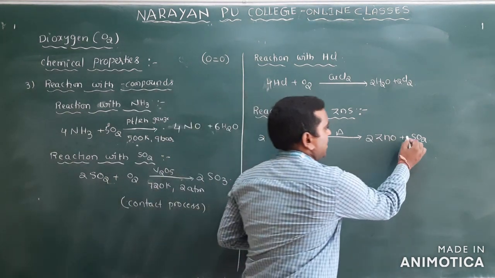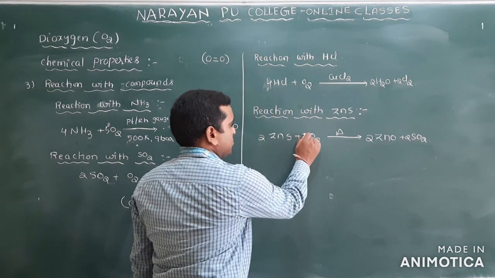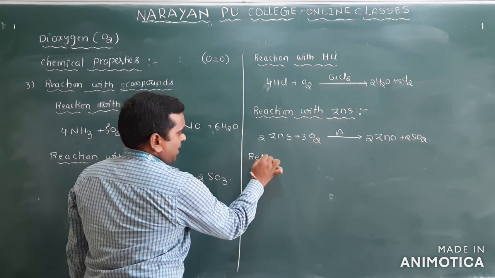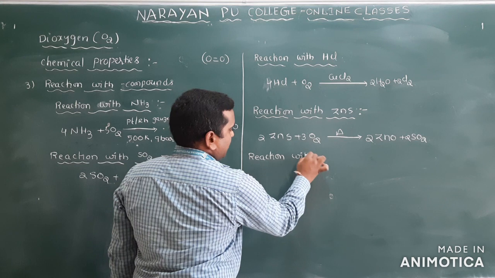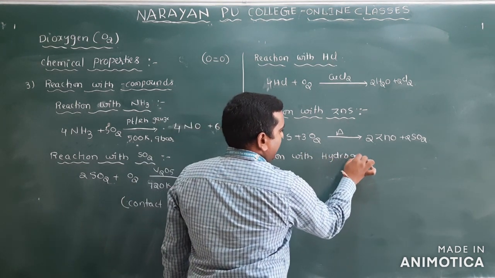How many sulfur atoms are there? 2. So that's why here 2. So in total how many oxygens are there? 6. So that's why multiply this one with 6. Clear? And the next one, the last reaction, is reaction with hydrocarbons.